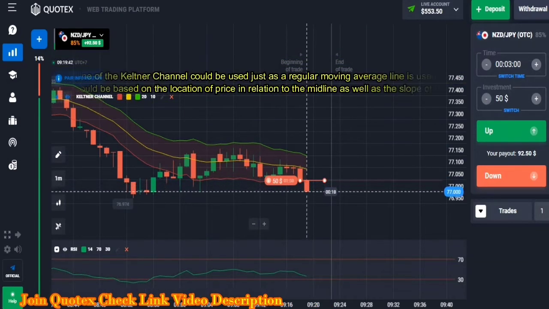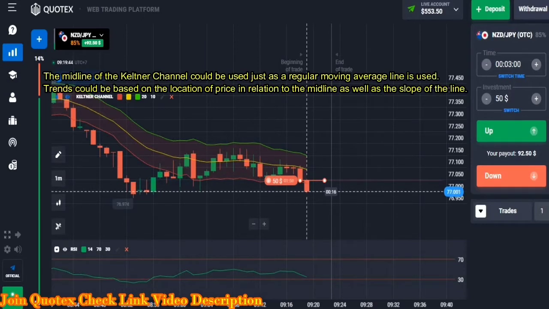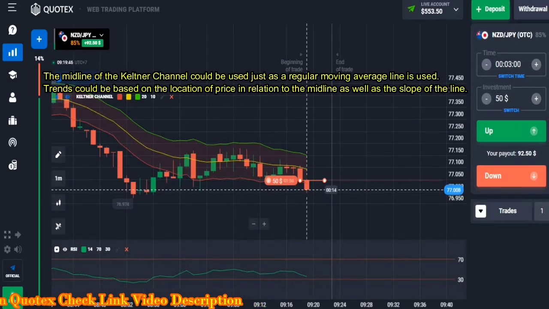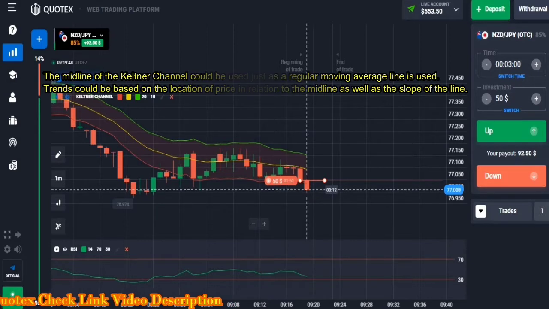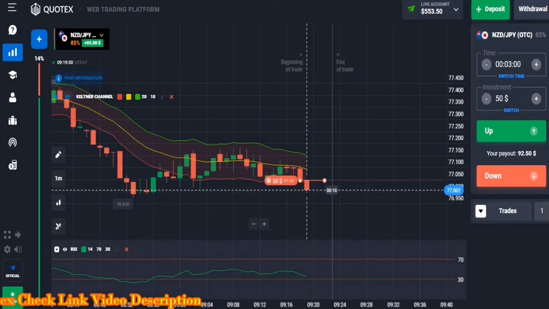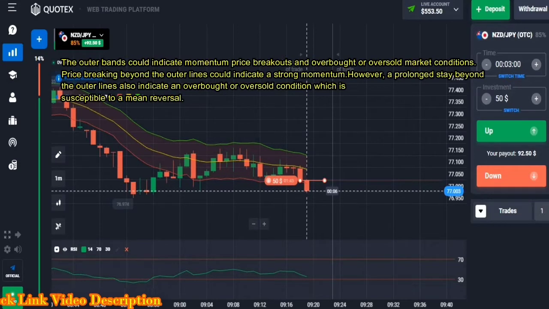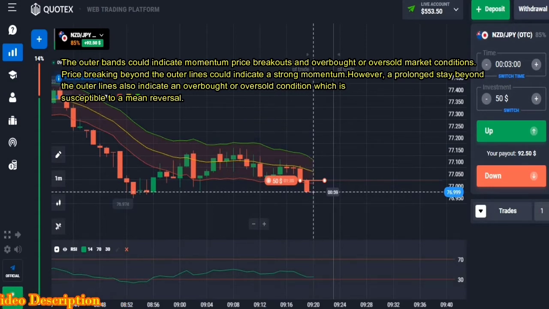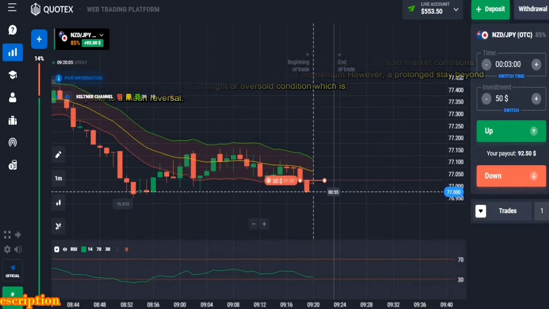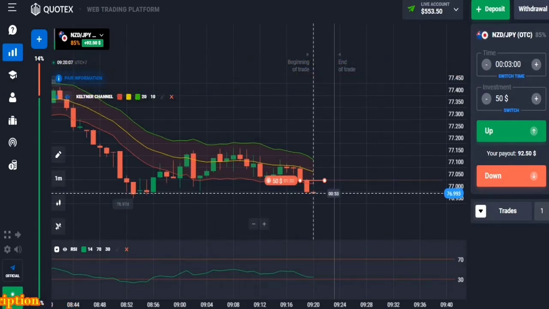The midline of the Keltner channel could be used just as a regular moving average line is used. Trends could be based on the location of price in relation to the midline as well as the slope of the line. The outer bands could indicate momentum price breakouts and overbought or oversold market conditions. Price breaking beyond the outer lines could indicate a strong momentum. However, a prolonged stay beyond the outer lines also indicates an overbought or oversold condition, which is susceptible to a mean reversal.